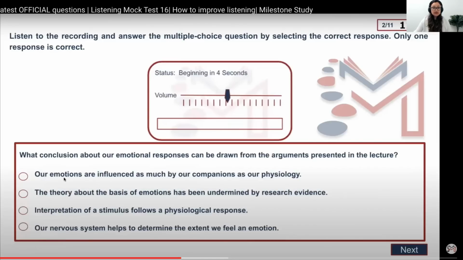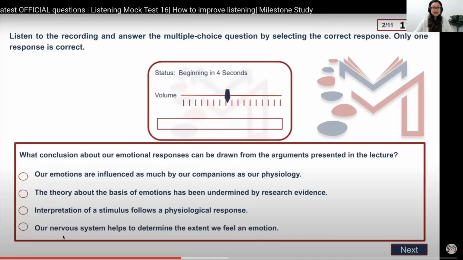So our emotions, let's read it. Our emotions are influenced as much by our companions as our... Okay, now I wouldn't consider A because companions and physiology cannot be compared. They said sometimes. So you see, sometimes means not as much. Okay, so that's why A would be wrong.